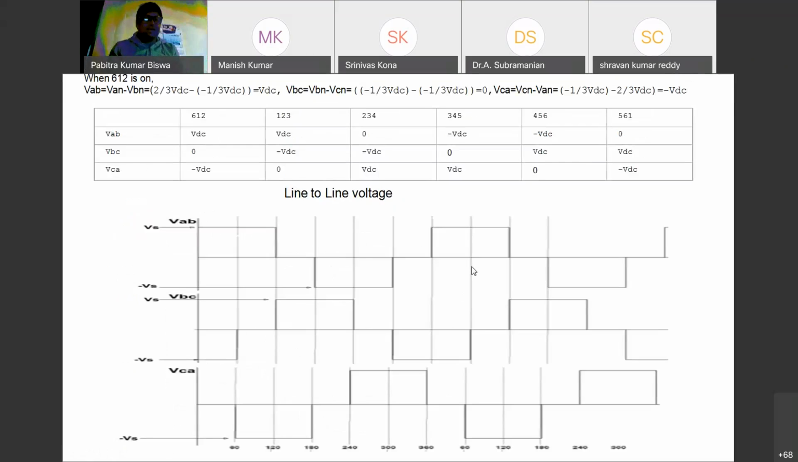And similarly, for 6 1 2, we have to write VAB, the line to line voltage. VAB equals VAN minus VBN. Then you will get VDC, VBC, VCN, and this one 0. Similarly, we find out for 1 2 3, 2 3 4, 3 4 5, 4 5 6 and 5 6 1. This will be the table. We find out the line to line voltage, and this is the waveform of the line to line voltage we are considering for the above table.